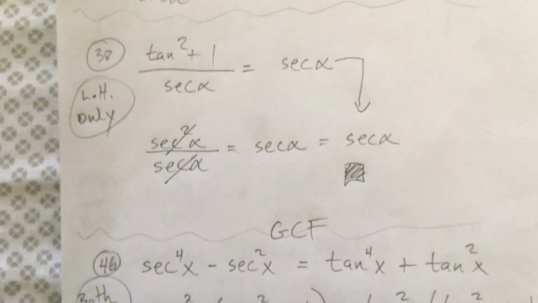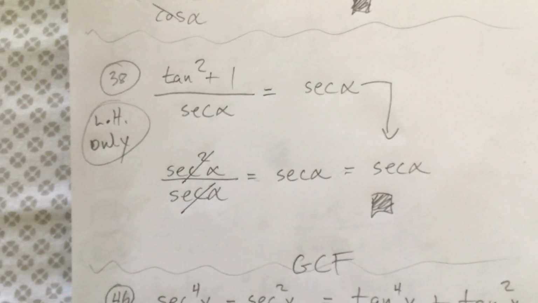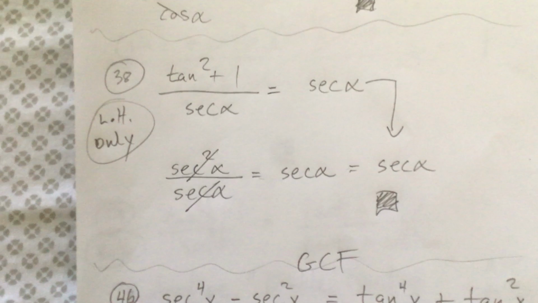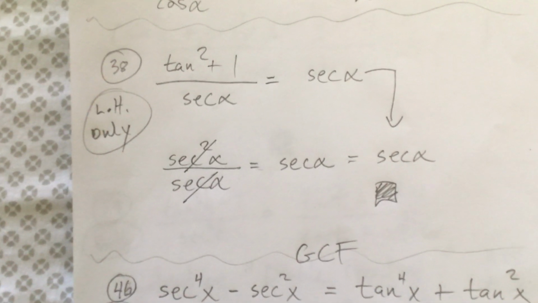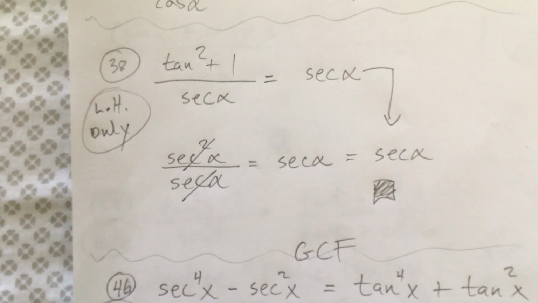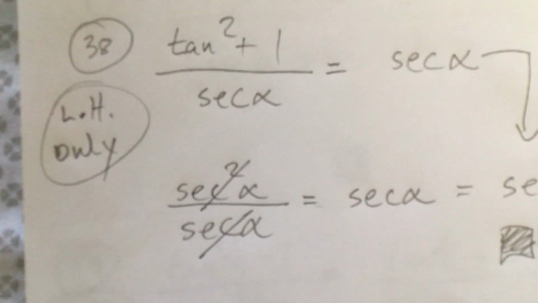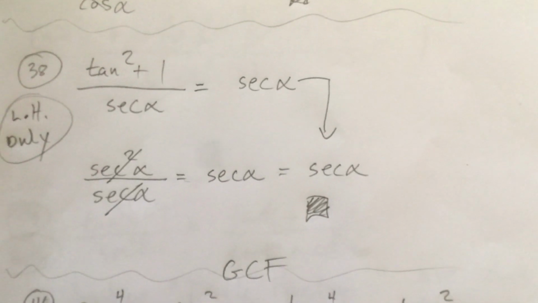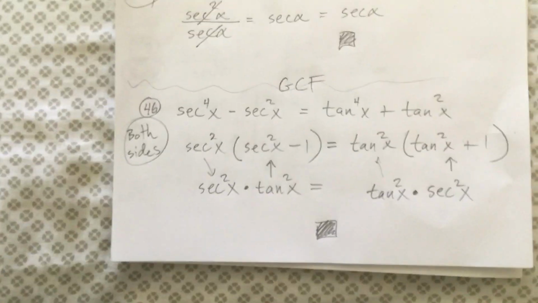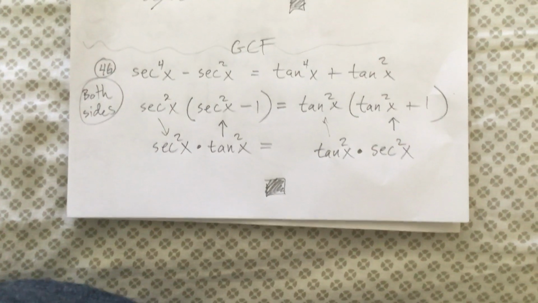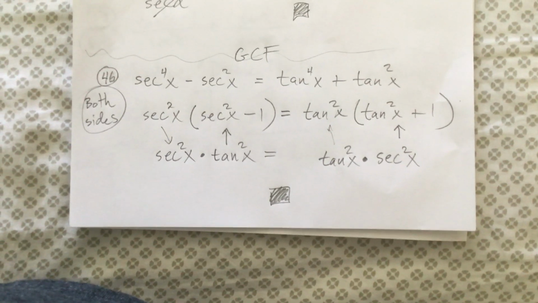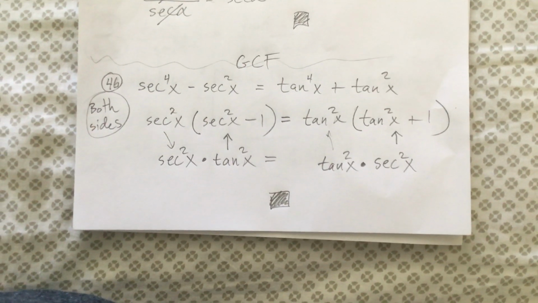Number 38, left hand only. I rewrote the top part as secant squared, and then I canceled, because if I have secant squared over secant, I can reduce it to this, and then both sides are identical. Now this one, number 46, I picked out because it's a factoring question. Look, you can take out a GCF of both sides, and then it's done.